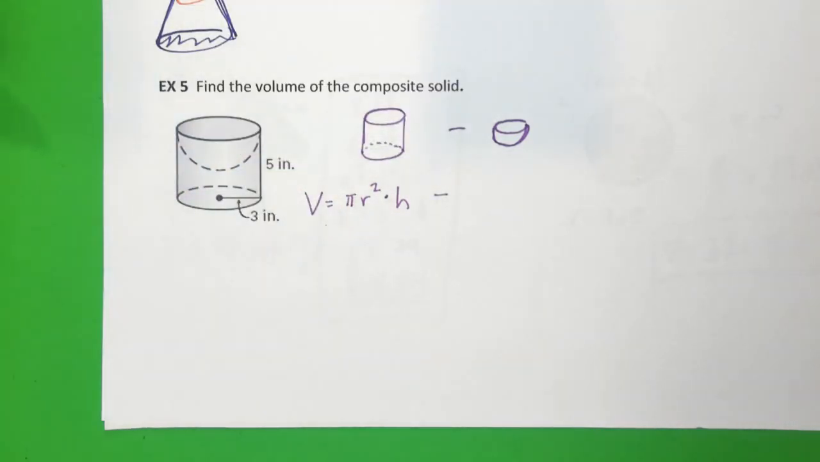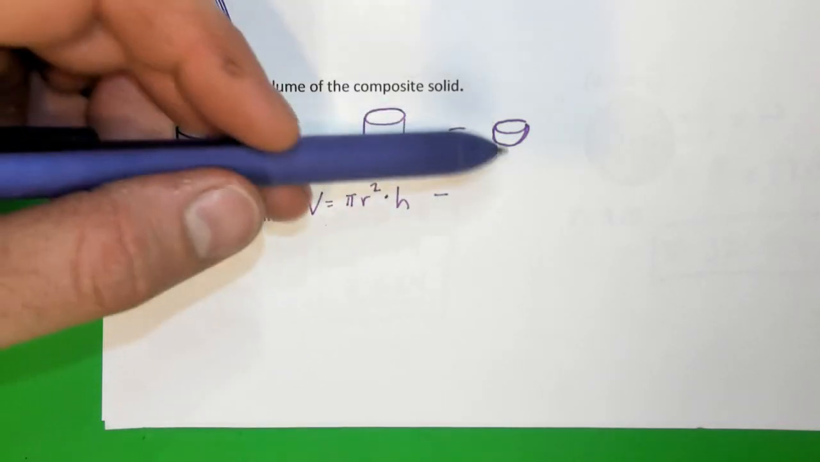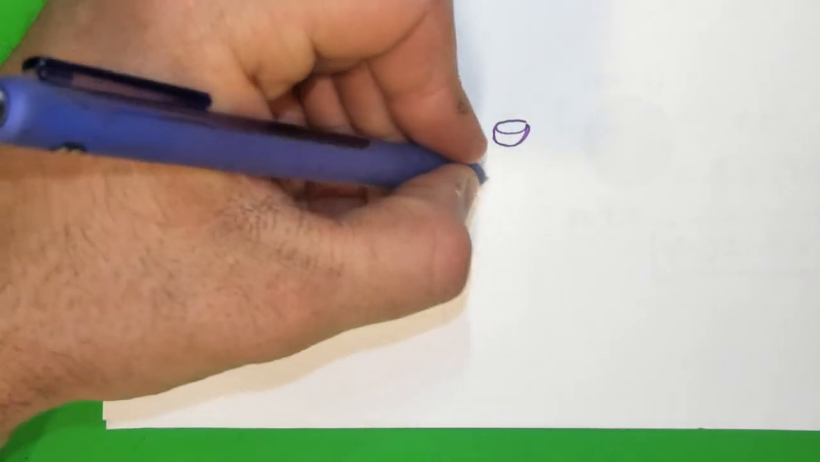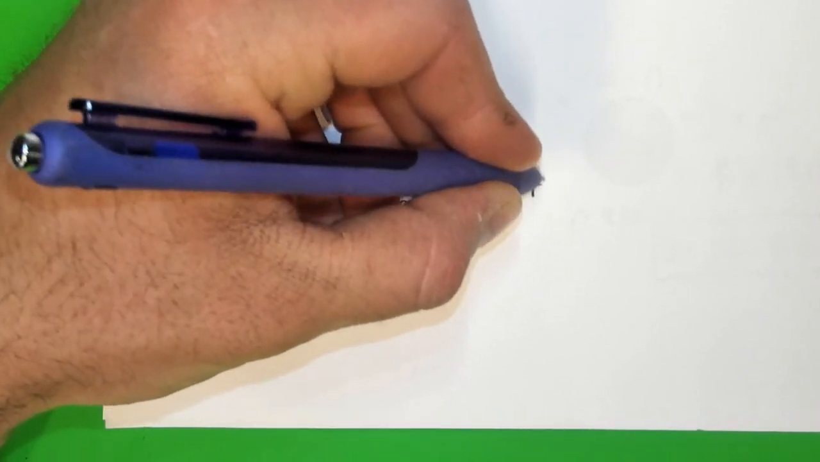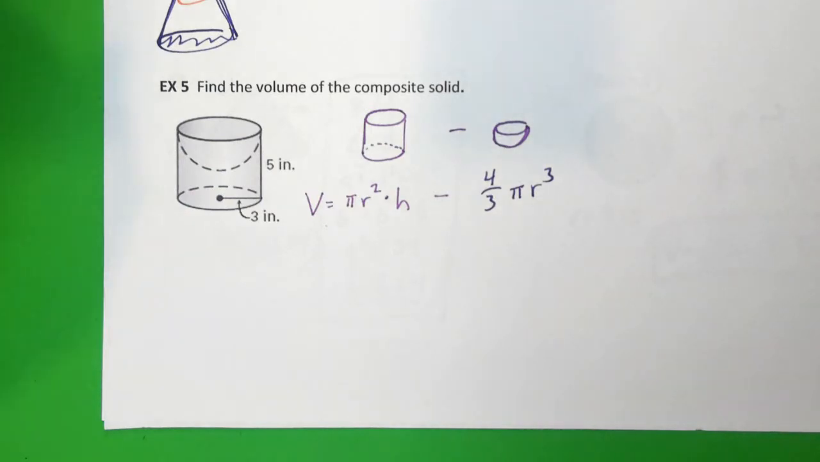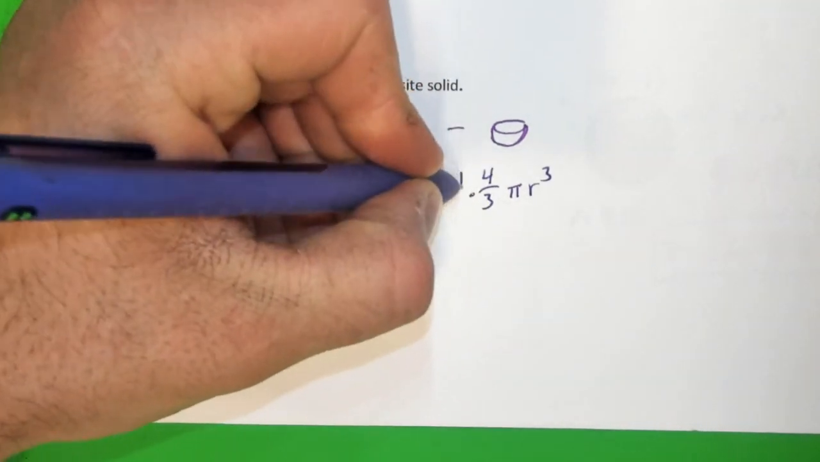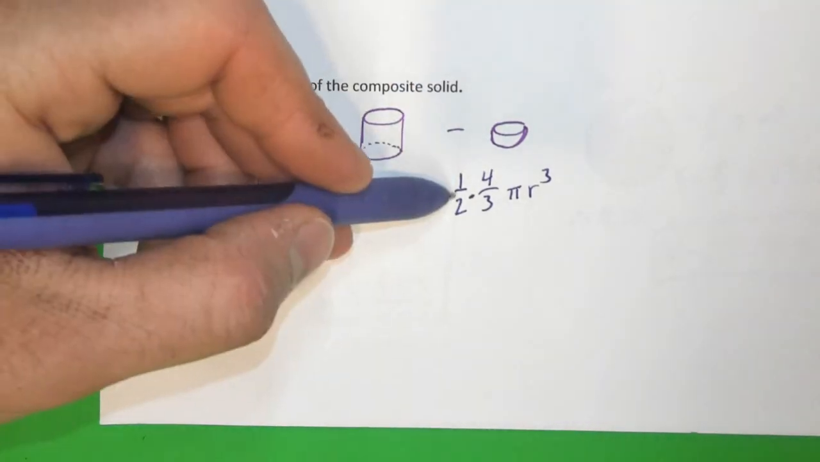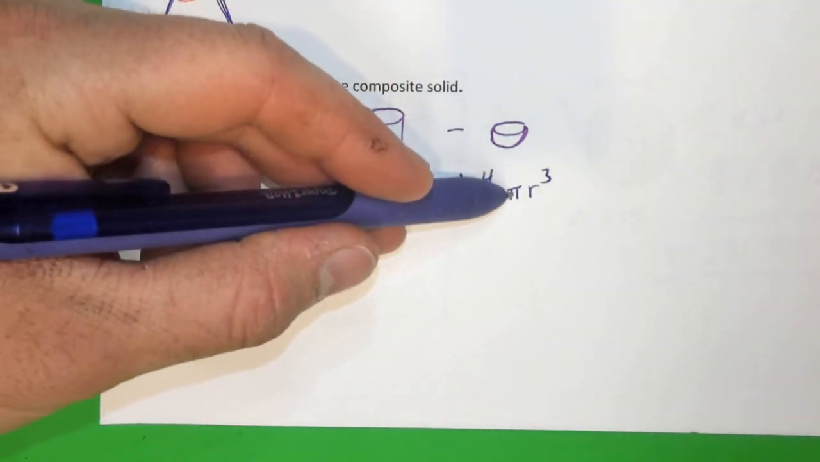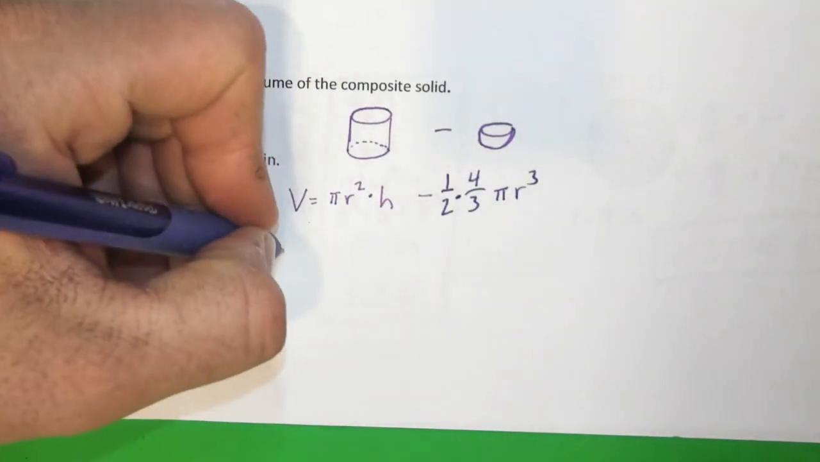Now the formulas are exactly the same. So for a cylinder, it's going to be pi r squared times h. And for a hemisphere, we are going to use our sphere formula, which is going to be 4/3 pi r cubed. But this is not a full sphere. It's only half of one. So that means I'm going to incorporate an extra 1/2 as well. So now it's going to be 1/2 times 4/3 times pi times r cubed. So that formula is a little bit extra complicated.